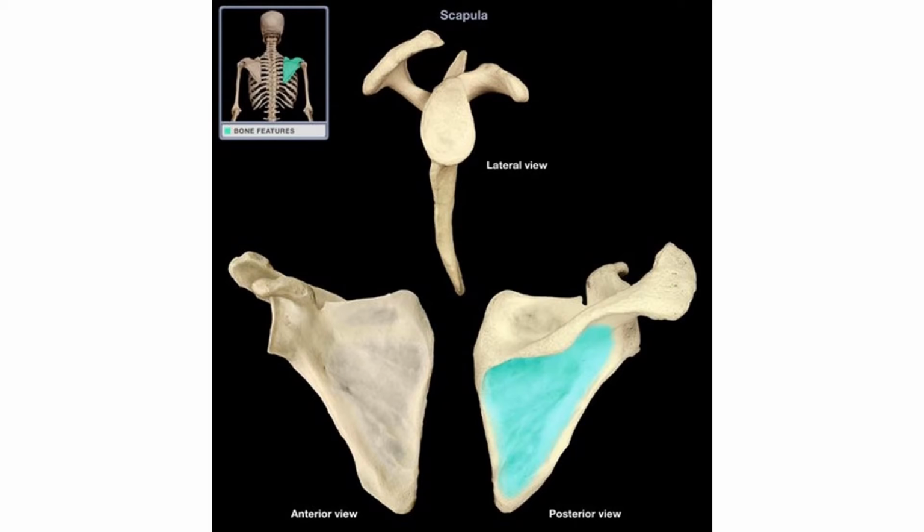Description of position, it is infraspinatus. The shape of this area is a fossa. That means it is a little bit depressed. So this is the infraspinous or infraspinatus fossa. It gives origin to a muscle called infraspinatus muscle.